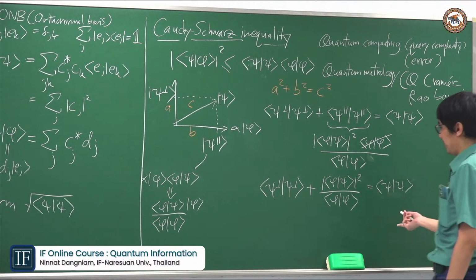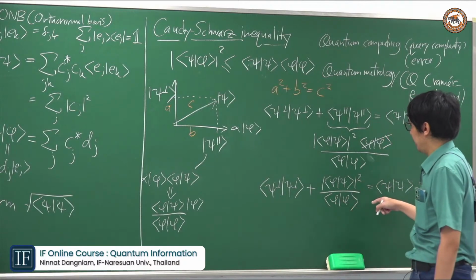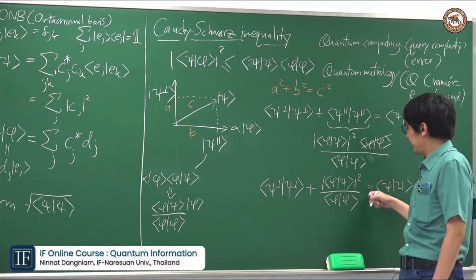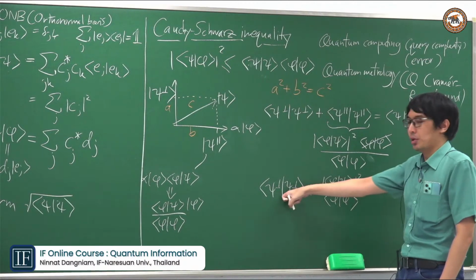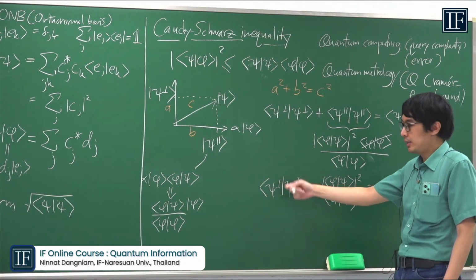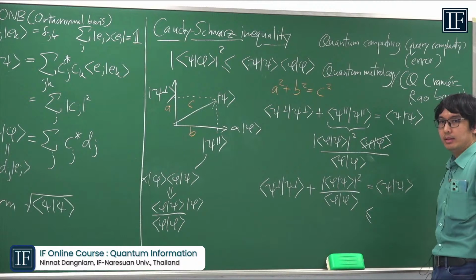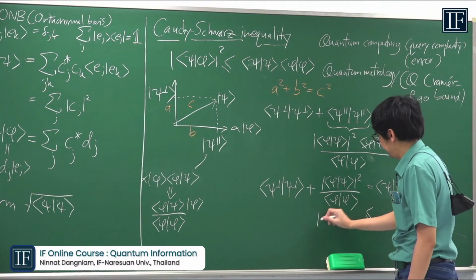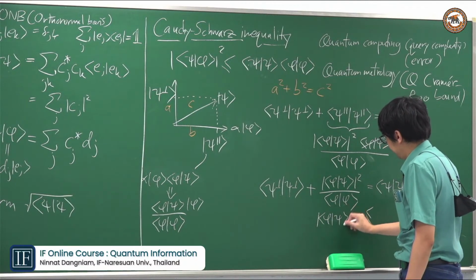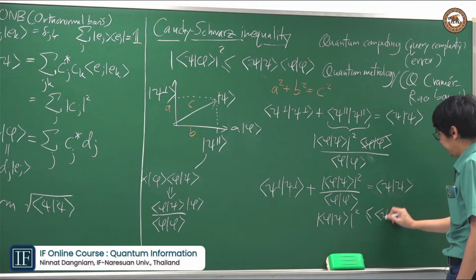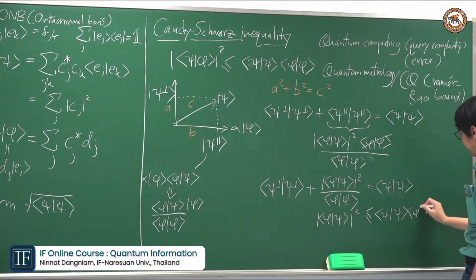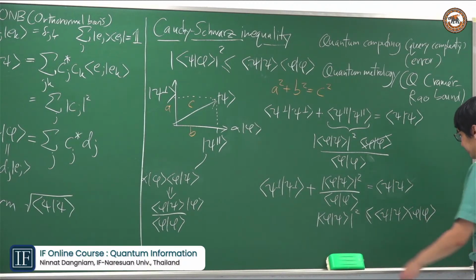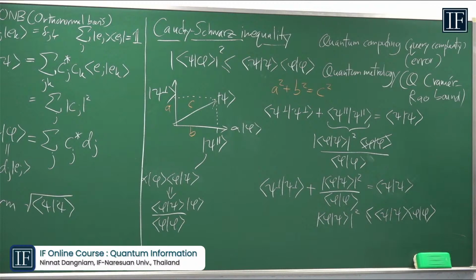And then you can sort of already see how it will go, right? Because we want an inequality here. If I throw this term away, which is always positive, I get the less than or equal sign here, and then I just move this guy to the right. And we got the Cauchy-Schwarz inequality.